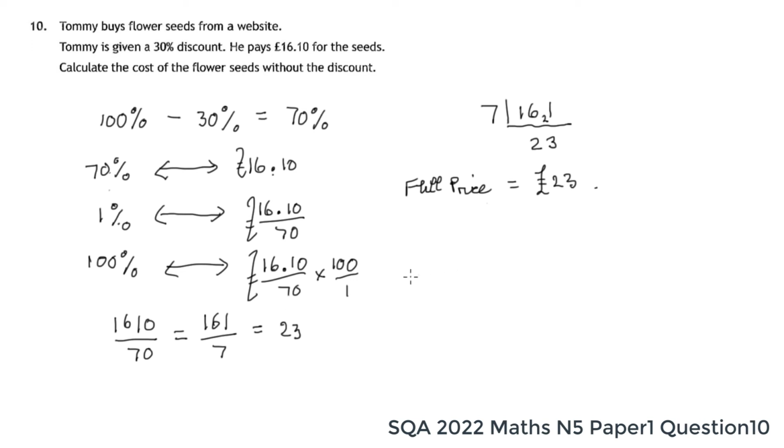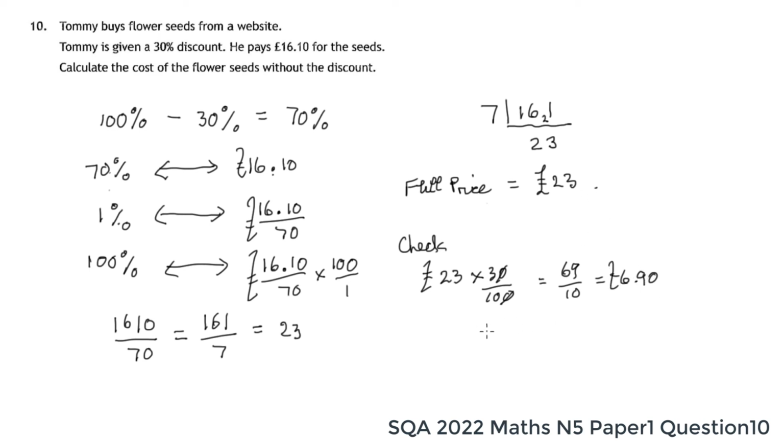There are ways of checking this. We could check if this is the correct answer. Let's work out what a discount of 30% is. That's 30 hundredths, or 3/10. If we multiply 23 by 3, that'll be 69, and divide it by 10, we'll get 6.9. So there's a discount of £6.90.